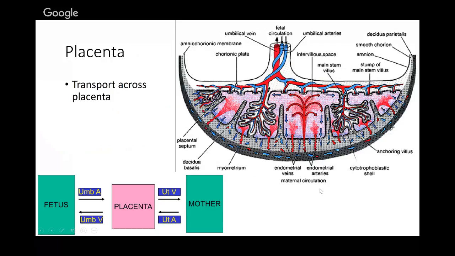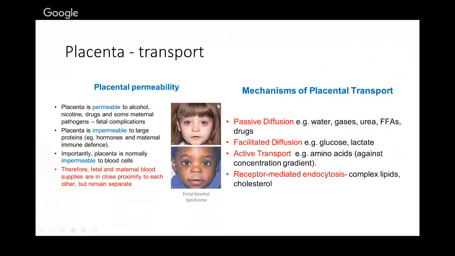Okay, this is too complicated, but remember this one. You have the placenta, this is the fetus, and this is the mother. Blood from fetus and mother remains separate. You have the umbilical artery going from fetus to placenta, and the vein the other way around, and between the mother and the placenta are the uterine artery and vein. Transport across the placenta can be tricky. You have the same different kinds of transport as in normal cells. But remember that the placenta is permeable to alcohol. That's why you can have fetal alcohol syndrome when the mother is an alcoholic. But it's impermeable to large proteins and blood cells.